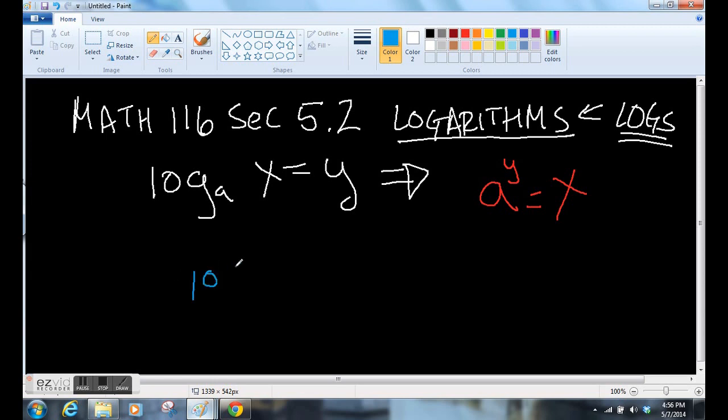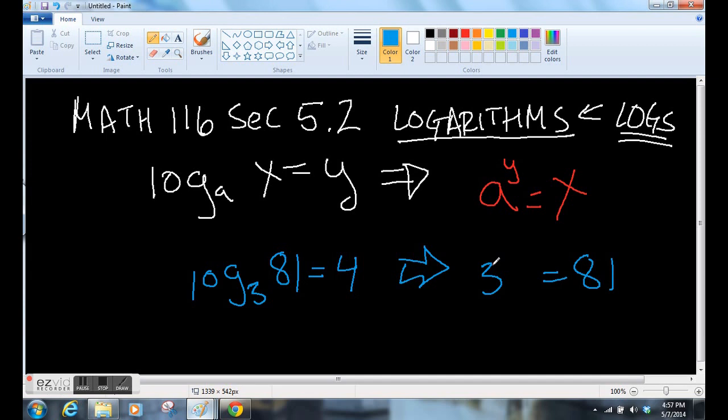Suppose I said log base 3 of 81 is equal to 4. If you want to write this in exponential notation, what you can do is you say the 3 goes there, 81 goes over here, to the other side, and 4 hops over to the exponent. 3 to the 4th equals 81. Now obviously musical chairs is not the reason this works, but this is just the definition of a log function.